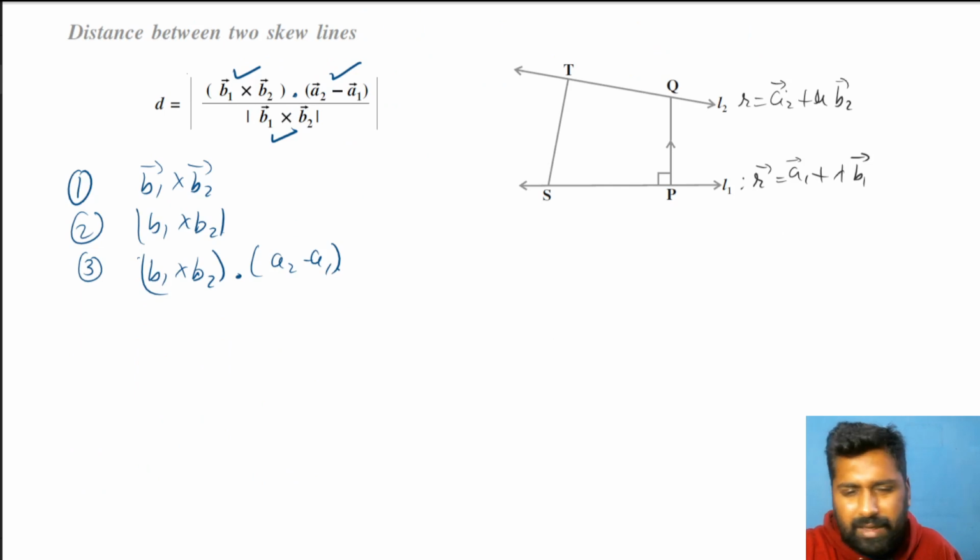The Cartesian form is again absolutely ridiculous, no need to even look at it. This is it. If the vector equation form is given, good enough. If Cartesian form is given, you convert into vector, identify your a1, b1, a2, b2, that's it. Okay, we'll look at the question. First, let's look at one more formula, distance between two parallel lines.